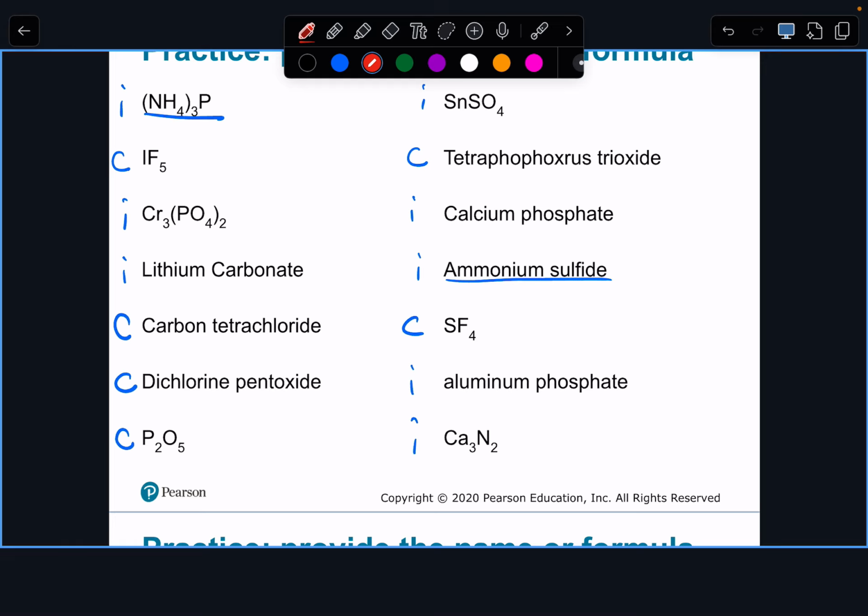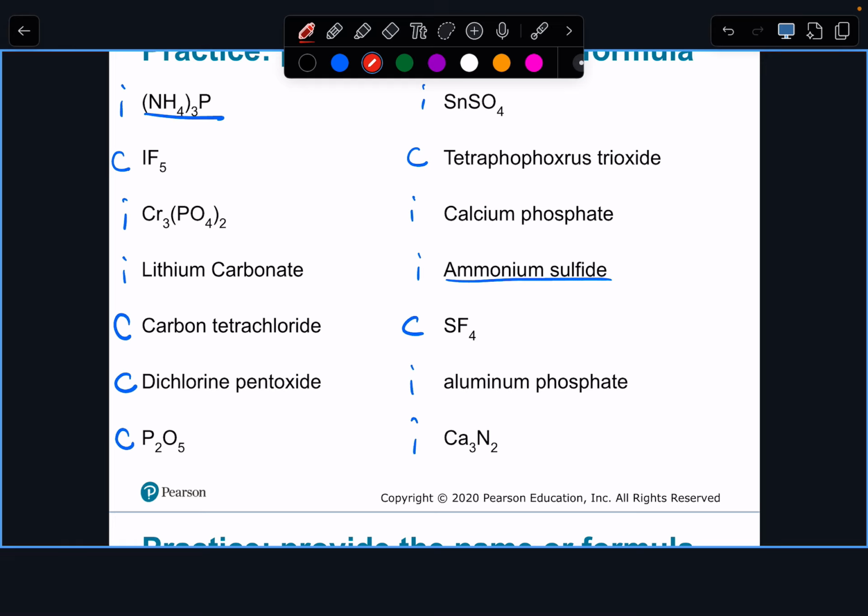Okay, so covalents are probably the easiest because all you have to do is say how many of each element using mono, di, tri, tetra, penta, hexa, hepta, oct, non, and dec. You're never going to see those probably, but there they are. And then you change the ending to "ide" on the second one. That's a very normal thing to change that ending to "ide," both for ionics and covalents.